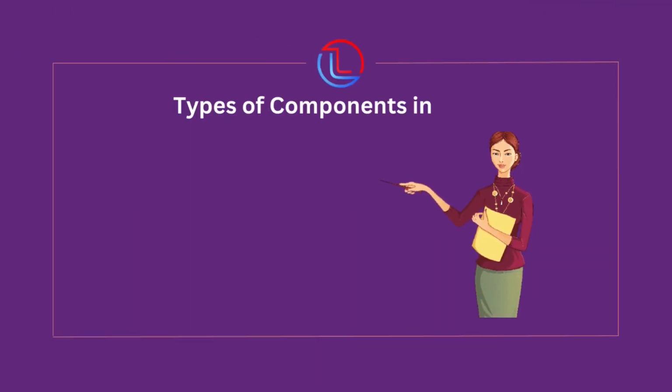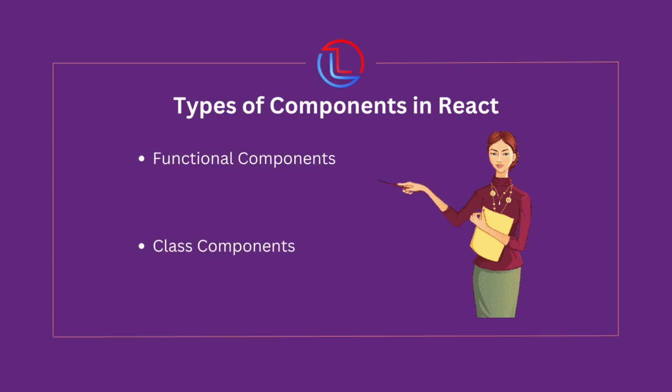Moving on, let's explore the different types of components in React. There are 2 key types: functional components and class components. Functional components, as the name suggests, are defined as JavaScript functions. They are simpler to write, understand, and test. On the other hand, class components are created using JavaScript classes, and they provide additional features like lifecycle methods and state management.